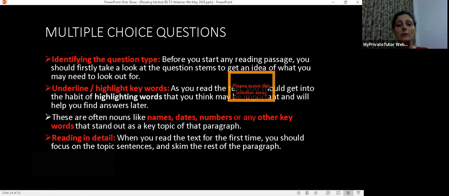Then one question type might be multiple choice questions. How are you going to attempt this? Multiple choice questions are also known as MCQs. Identify the question type first of all. Before you start reading any passage, you should first take a look at the question stems to get an idea of what you are looking for.